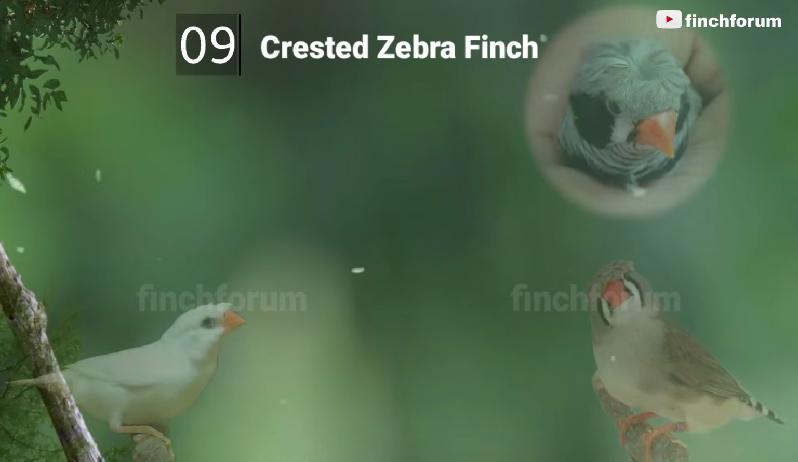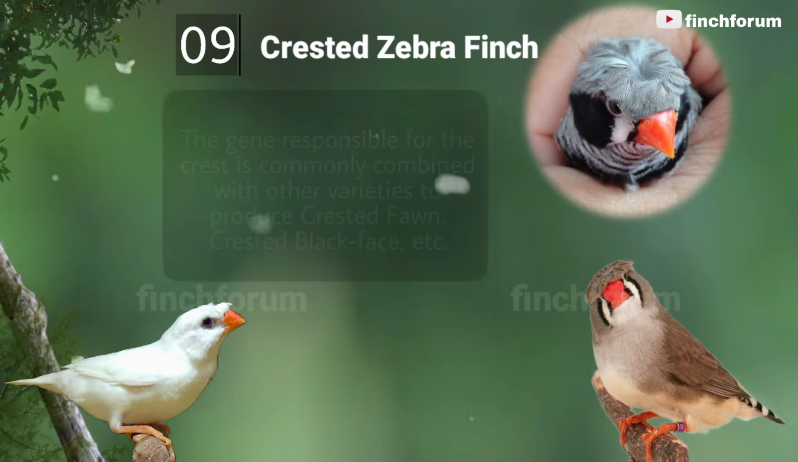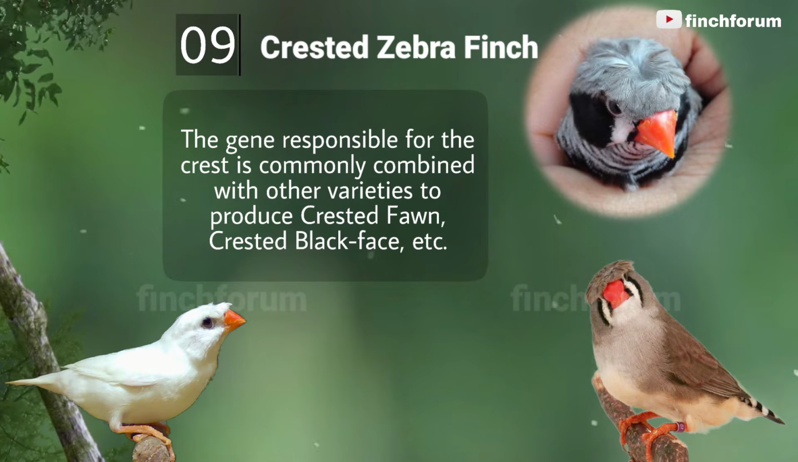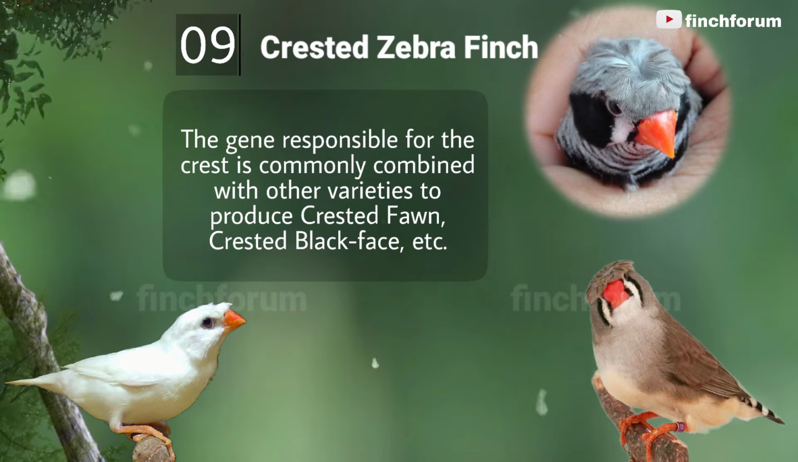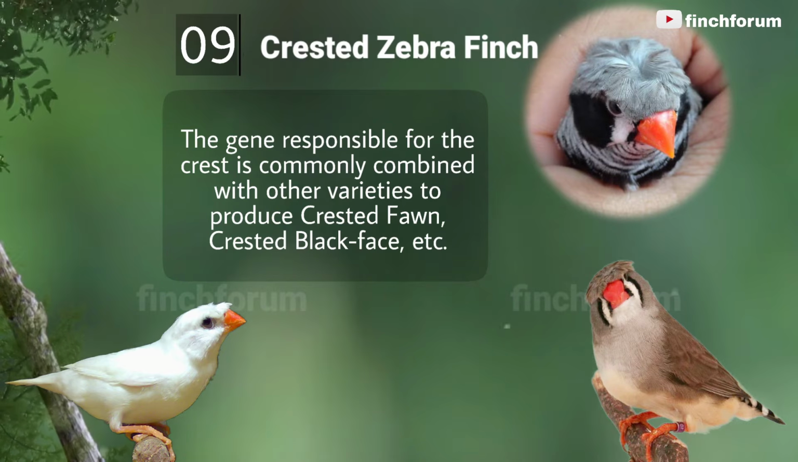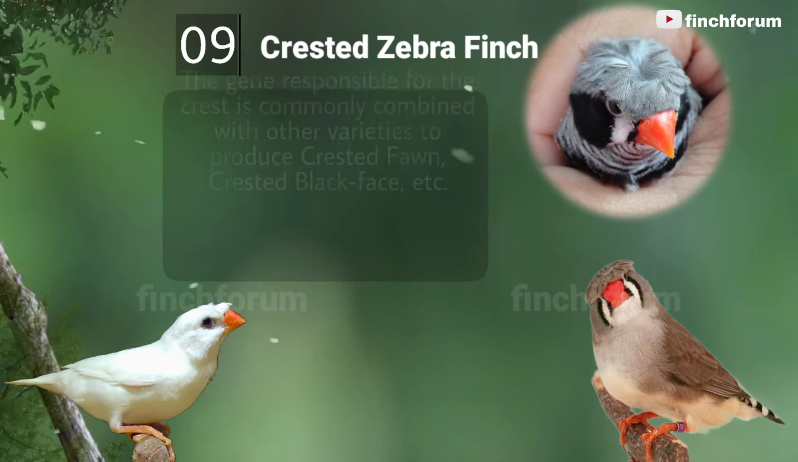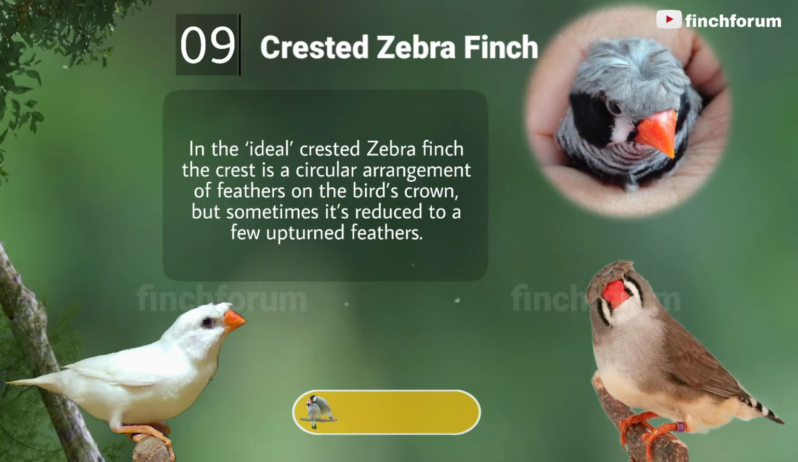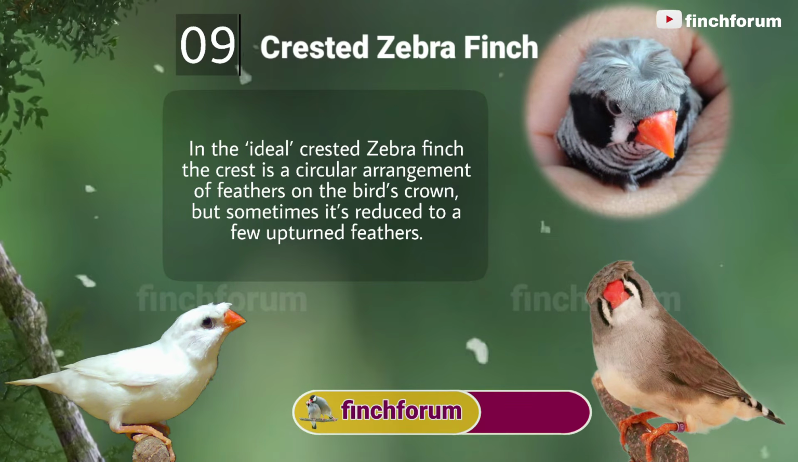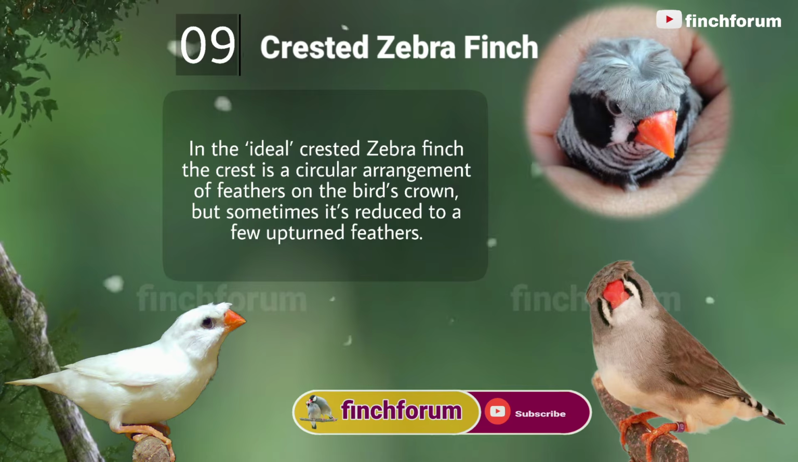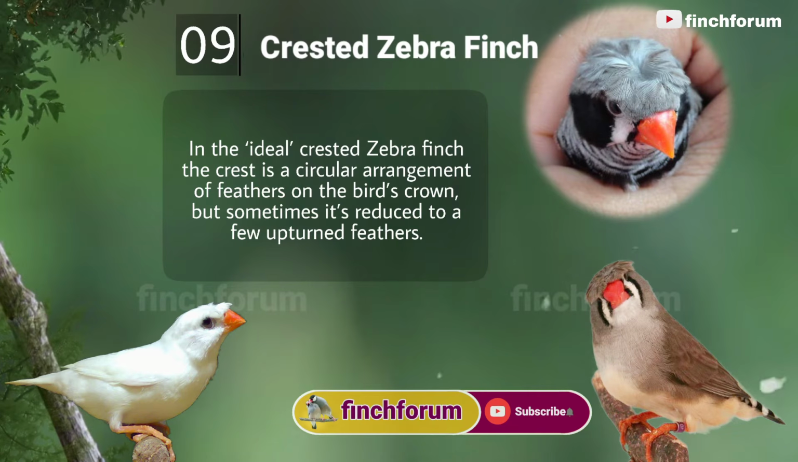Number 9. Crested. The gene responsible for the crest is commonly combined with other varieties, to produce crested fawn, crested blackface, etc. In the ideal crested zebra finch the crest is a circular arrangement of feathers on the bird's crown, but sometimes it's reduced to a few upturned feathers.